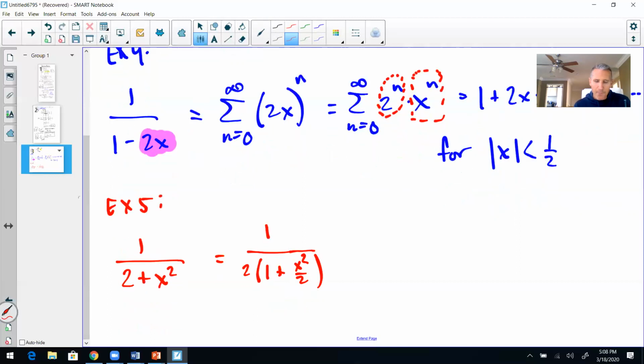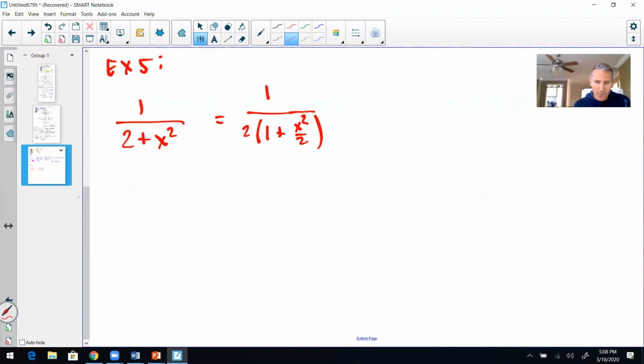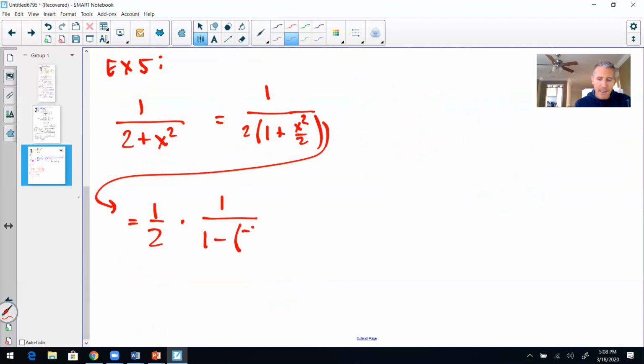So that's better, but it's still plus, and it's not minus. So what I'm going to say is, well, this is the same as 1/2 times 1 over 1 minus quantity negative x squared over 2. Do you see why I'm doing that? Because it has to look like 1 over 1 minus something. Now, me having that 1/2 out in front, that's just multiplying it, that's fine. I'm just going to deal with the 1 over 1 minus something as my summation, and I'll have the 1/2 out in front. So let me show you what that's going to look like.